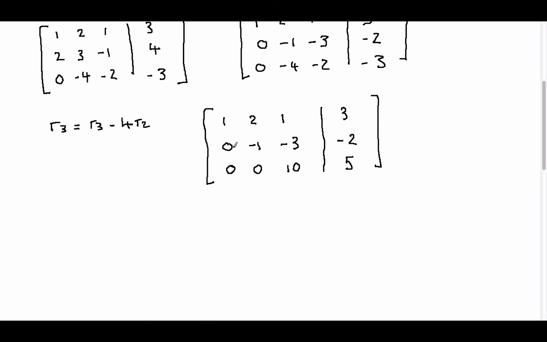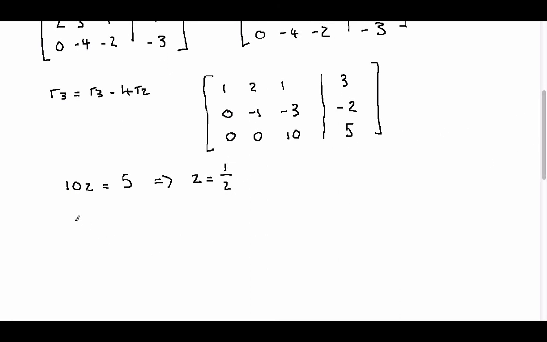So we now have zeros in our 3 positions, so we can just back substitute to get the values of x, y and z. So taking row 3, that gives us that 10z is equal to 5. Therefore we see that z is 1/2.